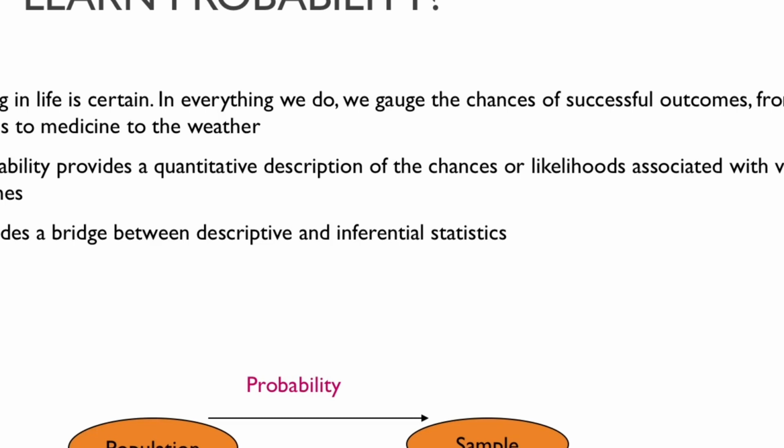And from that sample, I have run my statistical analysis, and I'm trying to predict about my population, which is a much easier way of predicting about the population. But where exactly does probability come into the picture?